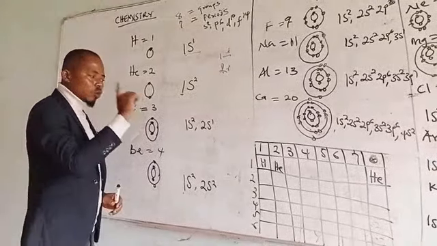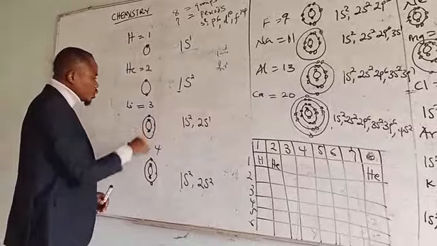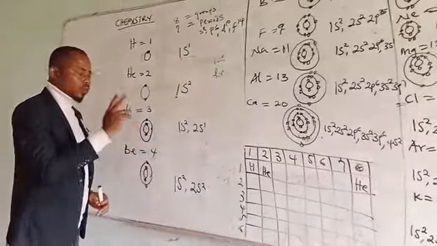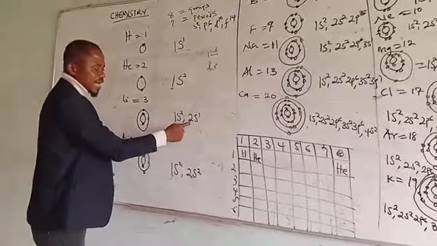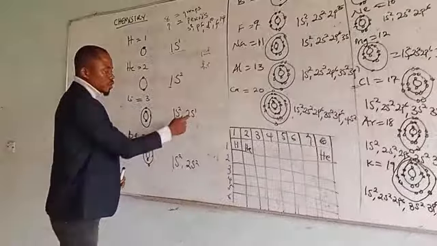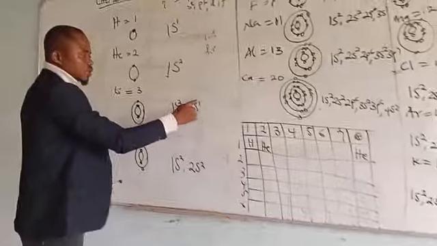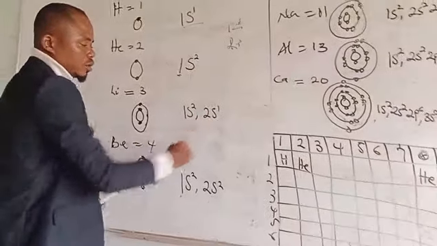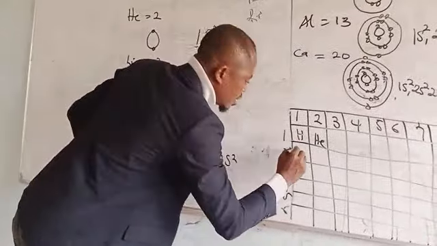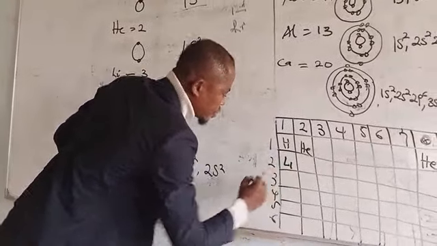Lithium. Lithium has 1 electron in the outermost shell, so it's in group 1. But it has how many shells? 2 shells. It's in period what? 2. Look at it now, 1, 2, this is the highest number, so it's in period 2. And that period 2 now has 1 electron in the outermost shell. So this is group 1, period 2. So this is going to be lithium in group 1, period 2.